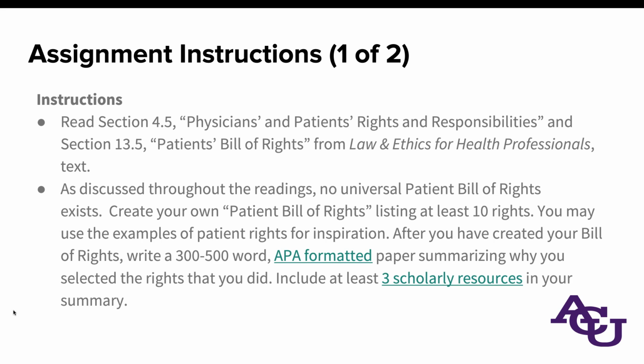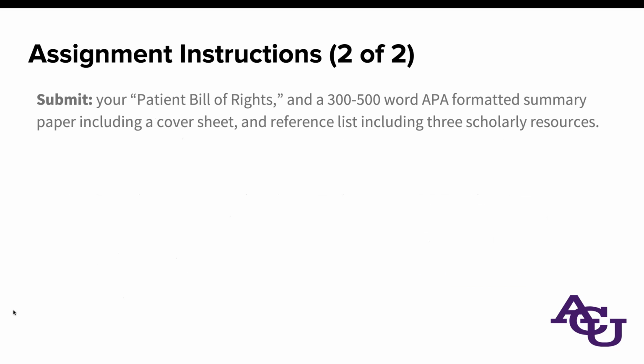So your assignment is to create a patient bill of rights that includes at least 10, and you can use examples that you've used. You are not prohibited from including something just because it's listed in an existing one. But if you are taking it from another source, acknowledge your source. Include citations or descriptions of that, this was derived from this thing. And so you're not only writing the list of rights, but also a paper justifying it, summarizing why you made these choices. And this should be 300 to 500 words, so it's a little bit over 1 page to 2 pages, plus the cover sheet, the reference list, and you should have at least 3 scholarly resources.